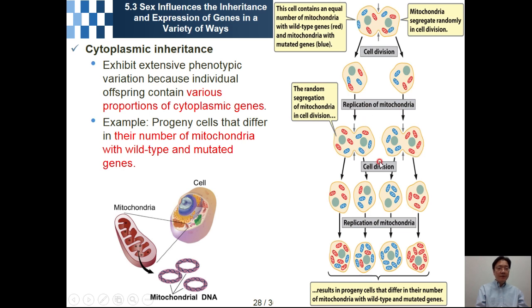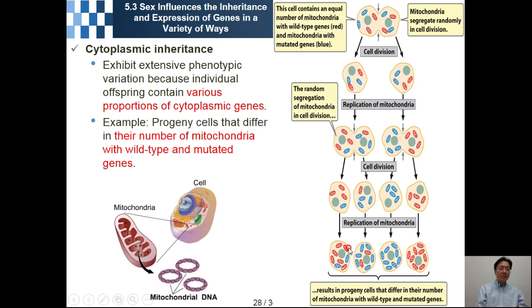But during the cell division, in one cell, 3 red are located here, only 1 blue is located here. In one cell, they will have only 3 blue mitochondria here, 1 red mitochondria here. In these cases, all of the blue is located in one cell, all of the red is located here. So, and after that, mitochondria can be replicated.